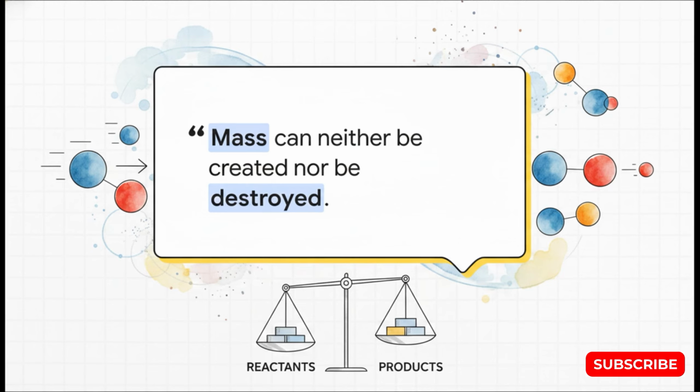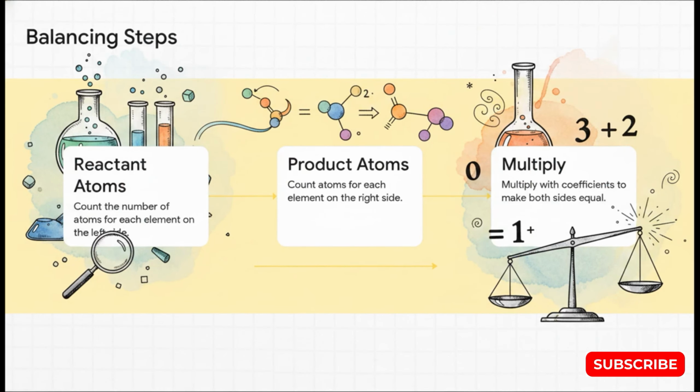Whatever elements enter a relationship on the left side of our equation, which we call the reactants, must perfectly equal the elements that exit on the right side, the products. So how do we keep things fair? We use a super simple three-step table method.